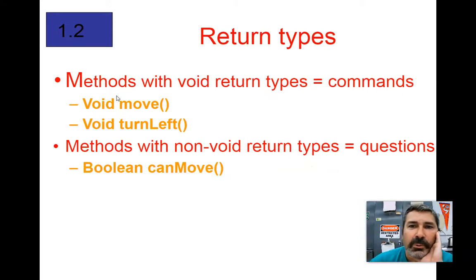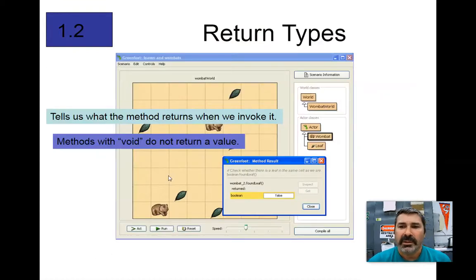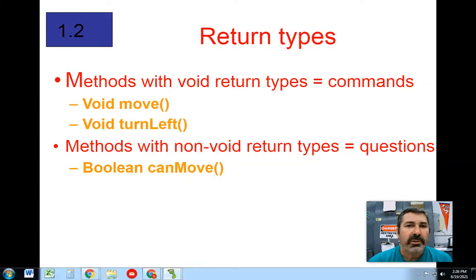Okay, write this down in your notes. Methods with void return types are commands, such as move and turn left. Methods with non-void return types are questions, such as Boolean can move. All right, so let's take a look at this a little bit and see what this looks like.